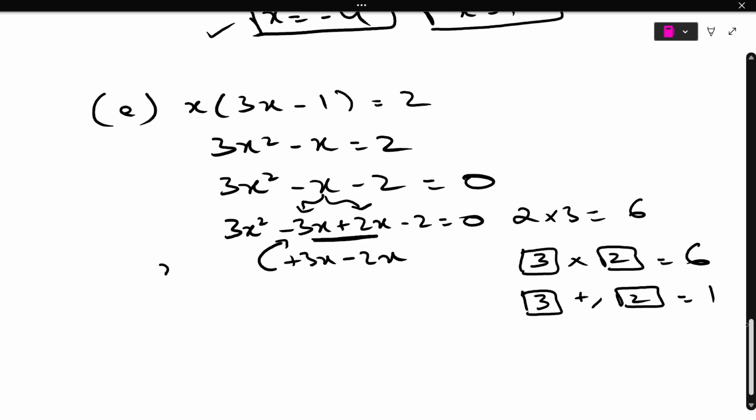3 minus 2 is 1, which means x. You don't usually write 1 in maths, right? So you just write x, and the sign is of the greater number, which is minus x. So that's going to be the correct answer.